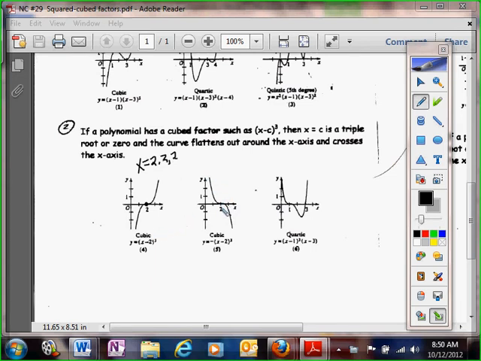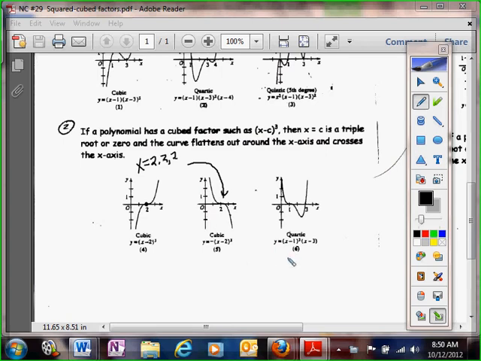And here as well, we just have the negative version of what we just talked about. Negative, parenthesis, x minus 2, all cubed. And so it falls from the left, but it still flattens out at the 2, causing, again, a triple root at x equals 2.